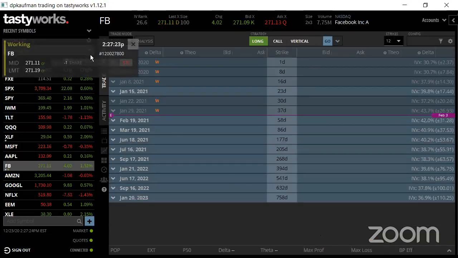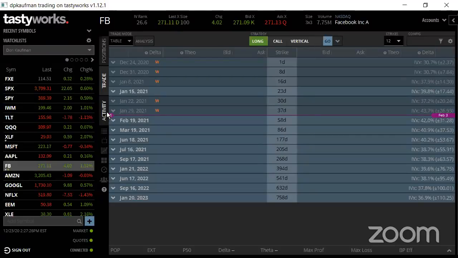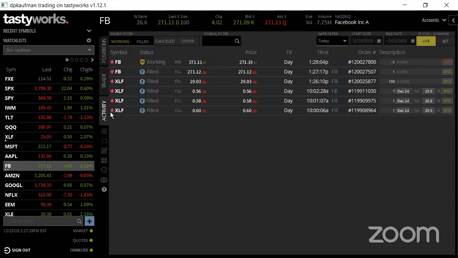I'm just going to send off the order. I'm working. That's it. So now I'm actually working to get out. Again, I filled at 271 and 12 cents. I'm working to get out at 271 and 19 cents. Right now, the market is 271.17. I'm trying to get out of this thing. I'm offering it for sale at 271.19, and I'm nowhere near the marketplace, but let it fluctuate.